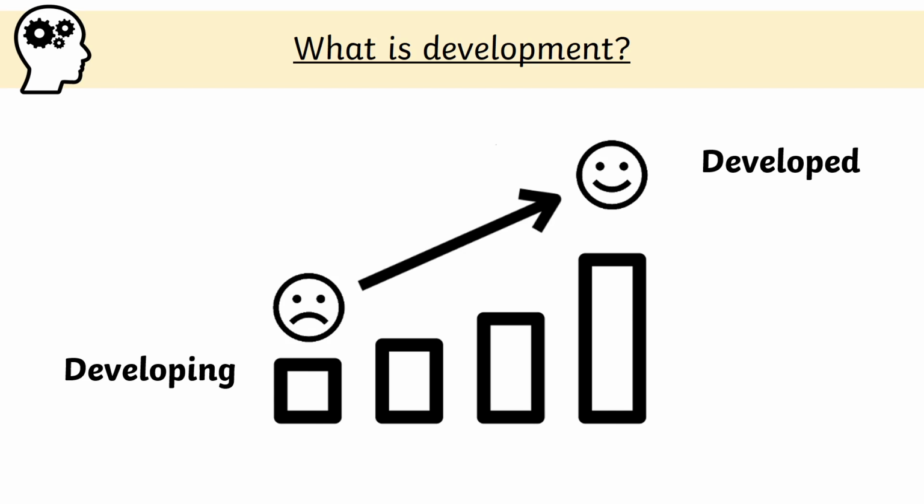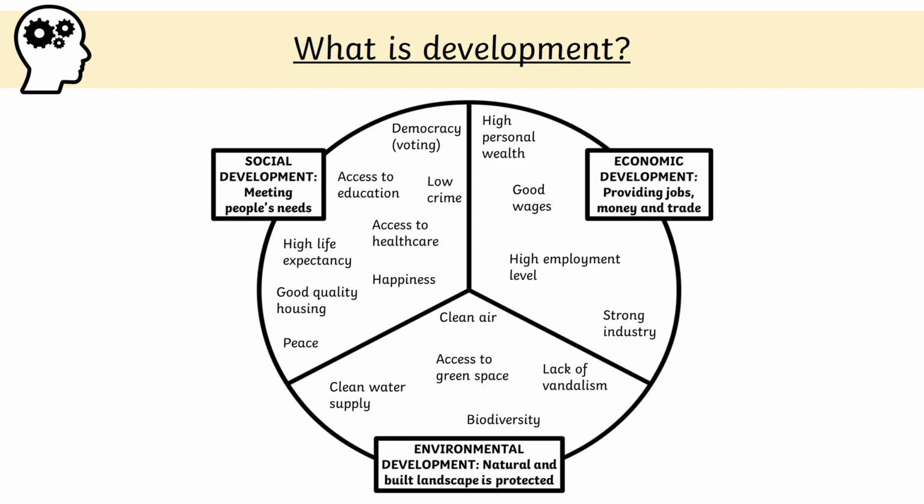When deciding if a place is developed, we have to explore if there is evidence of three types of development: social development, economic development, and environmental development. Only if a place has high levels of each would we say it is overall developed. Social development is meeting people's needs within a country. This can include education, healthcare, and good quality housing, as well as democracy and peace in the country.